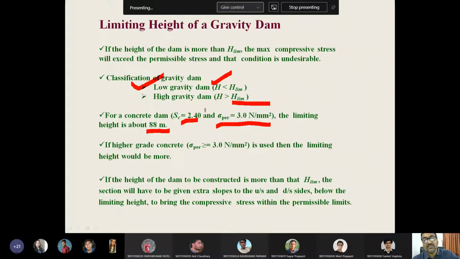And if we change the material, then we can change this 2.4, and we can also change this sigma permissible by changing the material. So in that case, it may change. If we take higher grade materials, then 88 won't be the value. So you could check for sigma permissible, say it is 4 Newton per mm square. What is the value coming out?